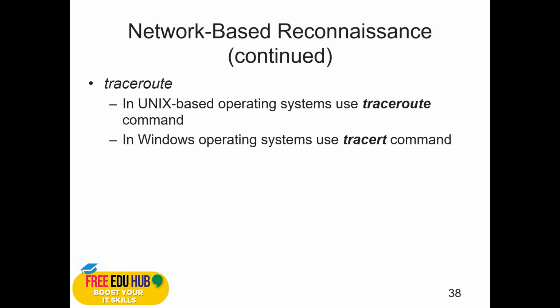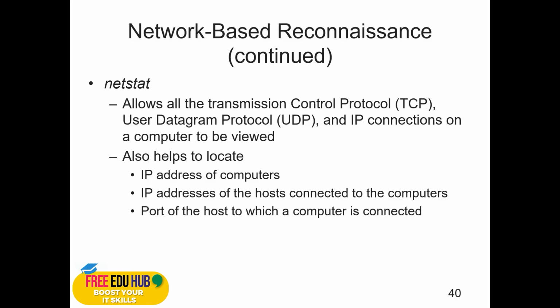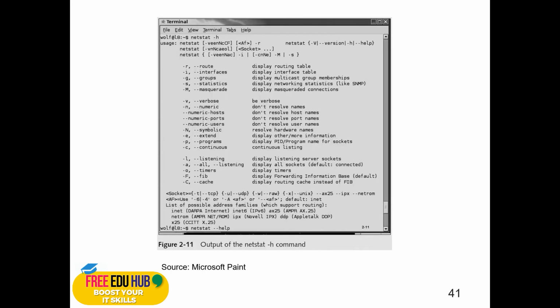Next is netstat, which is Linux based, and it allows the Transmission Control Protocol, TCP, and User Datagram Protocol, UDP, and IP connections of the computers to be viewed. It also helps you locate the IP addresses of the host computers, or the ports or hosts connected to the computers. As you can see, we have netstat -h or -tr. You can look up what each flag stands for, and then you can use these different flags in order to get the specific results you are looking for.